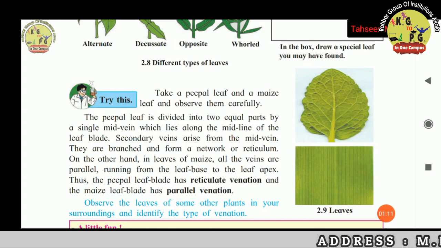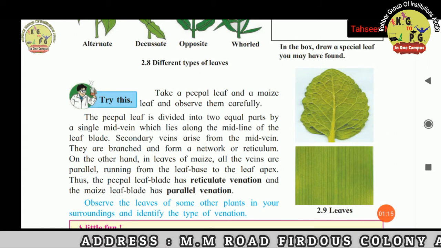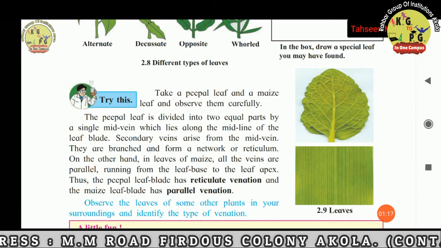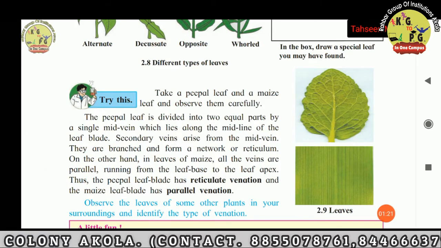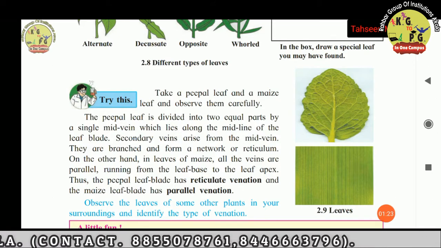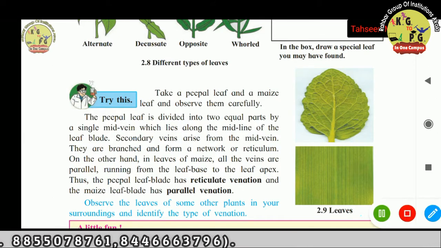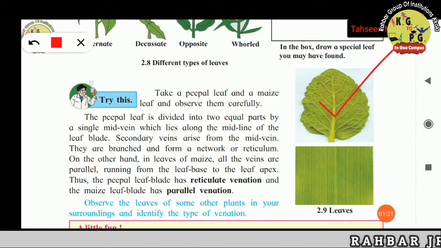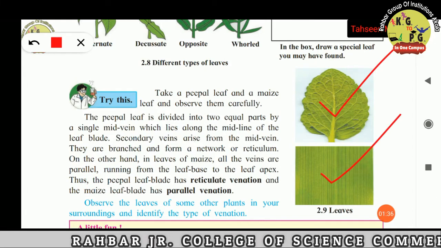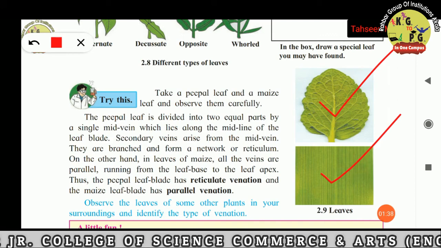On the other hand, in leaves of maize, all the veins are parallel, running from the leaf base to the leaf apex. Thus, the peepal leaf blade has reticulate venation and the maize leaf blade has parallel venation. This is the reticulate venation, and next this is a parallel venation.